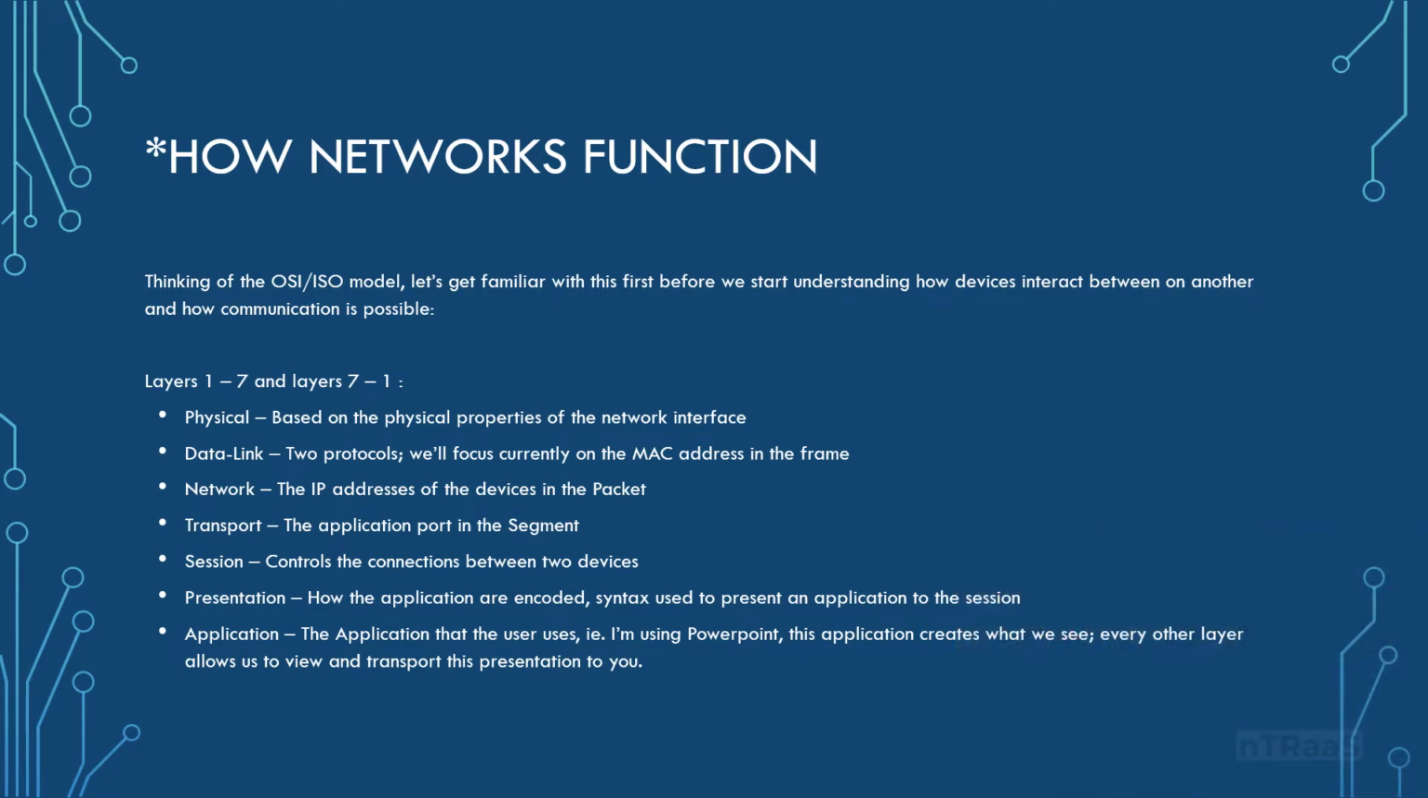On top of that, we have the data link layer, which uses 2 separate protocols to allow communication at layer 2. However, we'll see a little later on that we're going to focus on the MAC address in frame transmission. Layer 3 is the network, where we talk about IP addresses on the devices, and those transmit in the form of packets. The transport layer is where the application's port comes into play. So as an example, HTTPS, or secure web browsing, is over TCP port 443, just as an example. Transport layer works in segments.